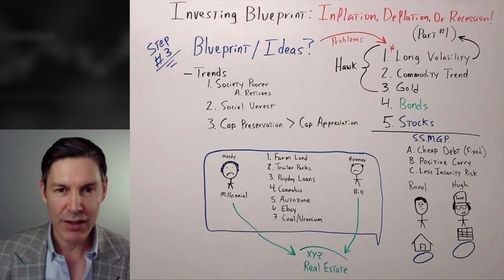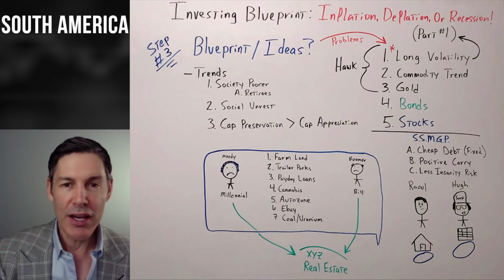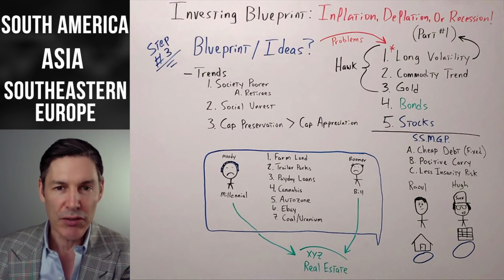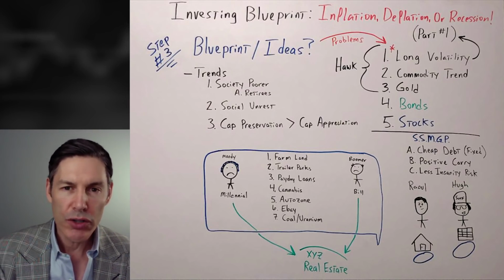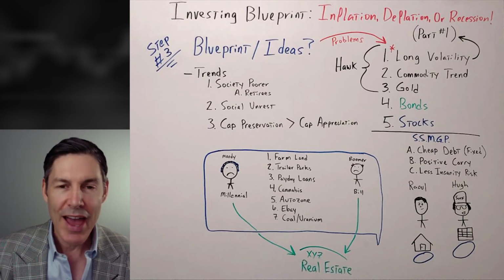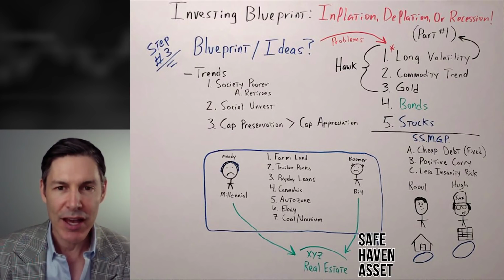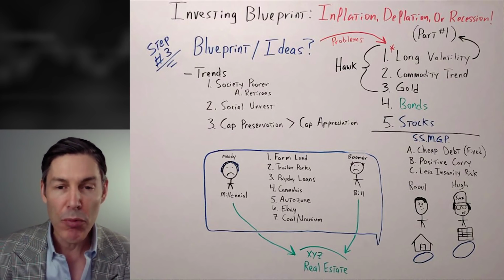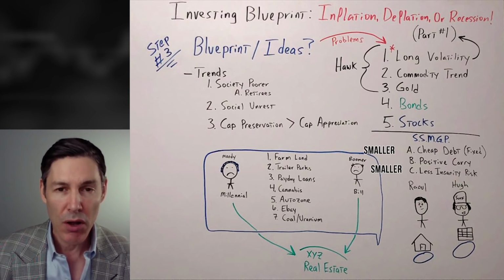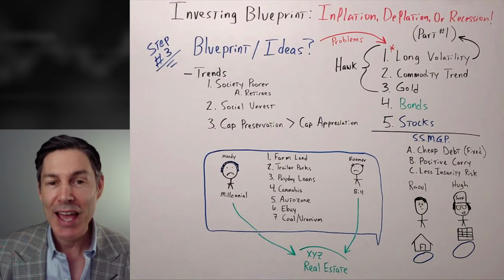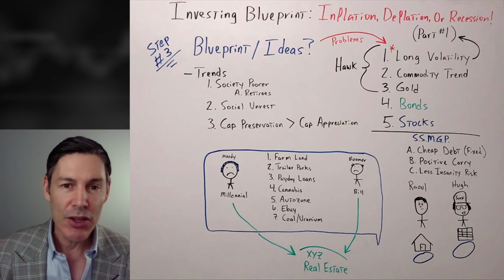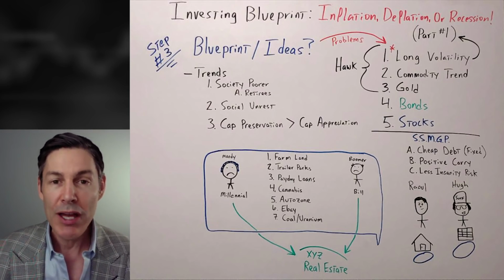XYZ real estate. This means in South America, in Asia, in Southeastern Europe, just anywhere outside the United States, where the culture sees real estate as a safe haven asset. Not only that, you've got Boomer Bill, whose retirement checks are getting smaller and smaller as far as their purchasing power, and Moody Millennial, who can't find any opportunity in the United States. So what do they do? It makes sense.